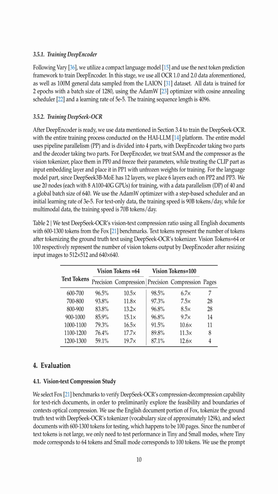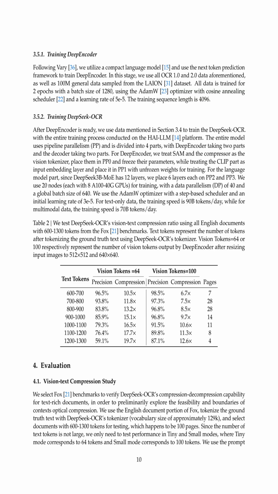3.5.1 Training DeepEncoder. Following Vary 36, we utilize a compact language model 15 and use the next token prediction framework to train DeepEncoder. In this stage, we use all OCR 1.0 and 2.0 data aforementioned, as well as 100M general data sampled from the LAION 31 dataset. All data is trained for 2 epochs with a batch size of 1,280, using the AdamW 23 optimizer with cosine annealing scheduler 22 and a learning rate of 5e-5. The training sequence length is 4096.